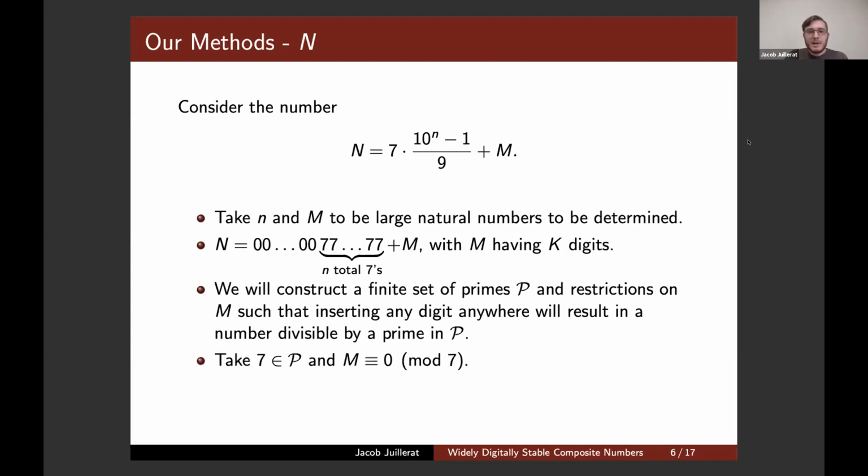And while we're here, we want capital N to be co-prime to 10. So we're just going to take capital M to be congruent to 0, 2, 4, or 6 mod 10, so that N is congruent to 1, 3, 7, or 9 mod 10. So it's co-prime to 10.